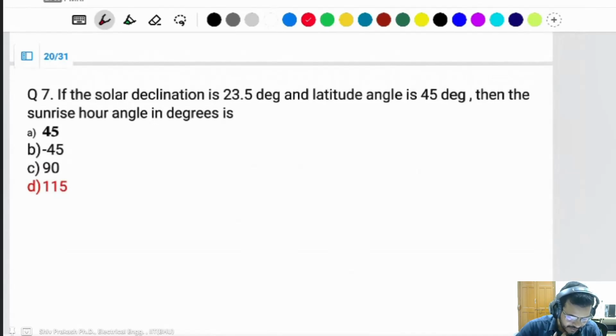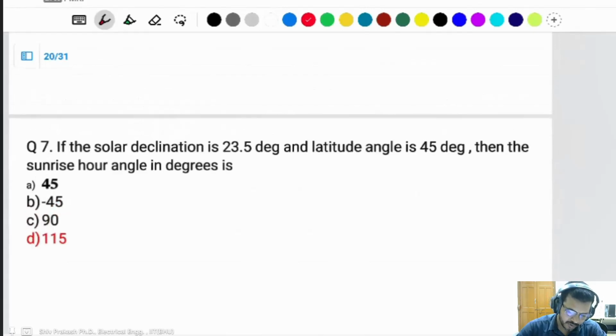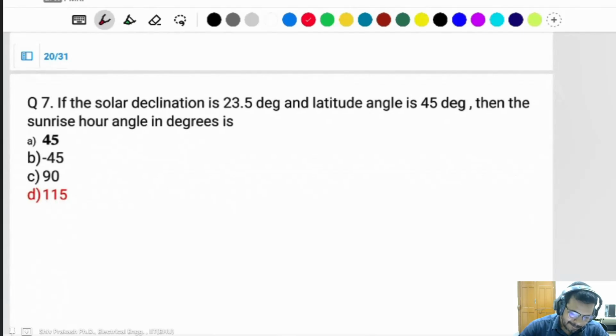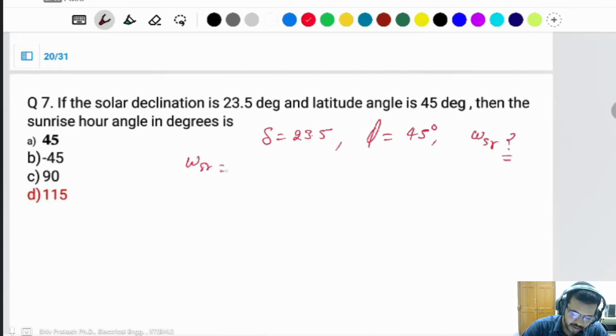The solar declination is 23.5 degrees and the latitude angle is 45 degrees. Then the sunrise hour angle in degrees. Declination angle is given as 23.5 degrees, latitude phi is 45 degrees, and we are asked about the sunrise hour angle, omega SR. How do we calculate omega SR?